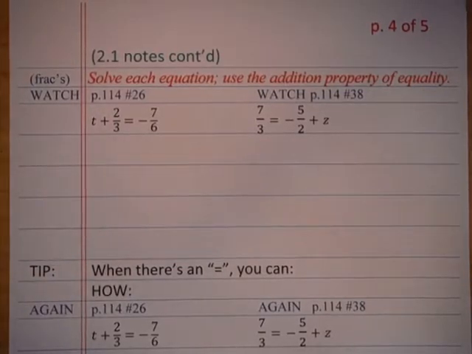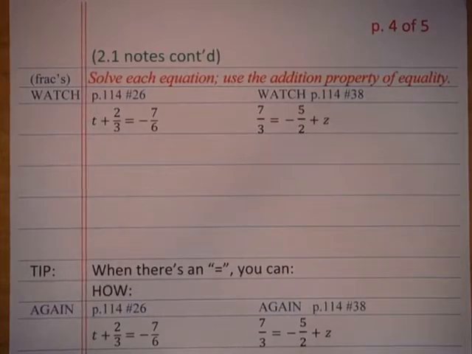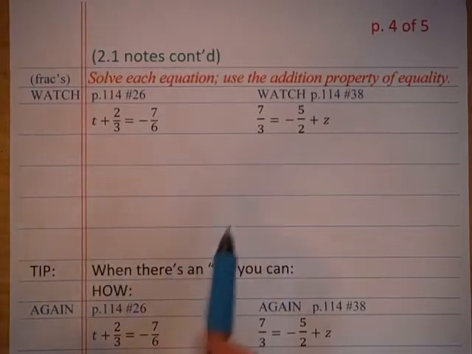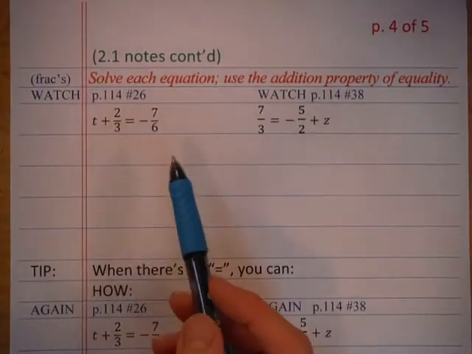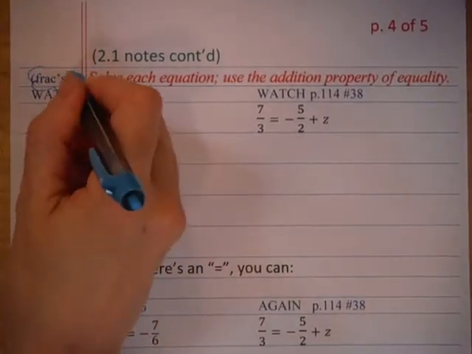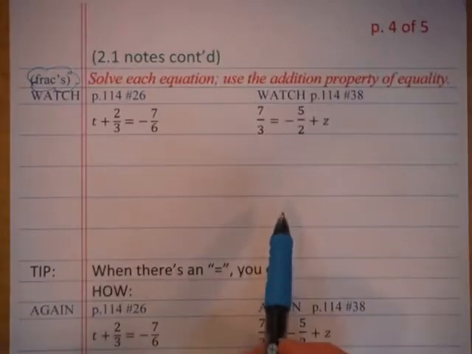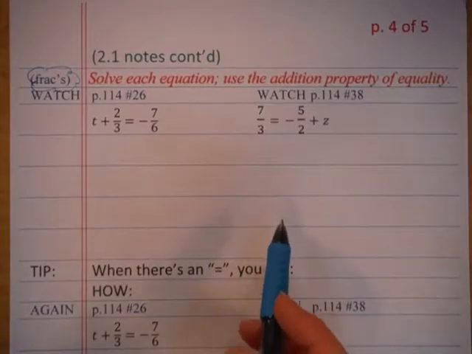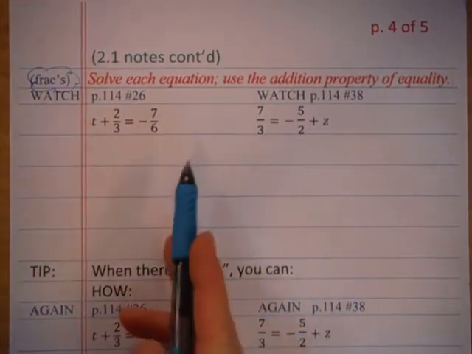So solve each equation using the addition property of equality. That is the same instructions we've had all along. We are just gradually increasing the challenge of the equations. And in this case, we brought in fractions. So as you look at it, you should notice right away what's causing you to hesitate, and that's the fact that fractions are involved.